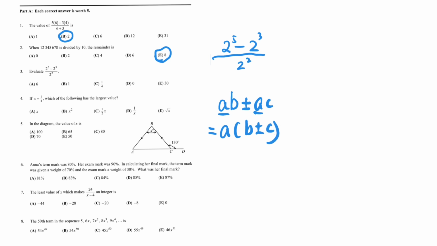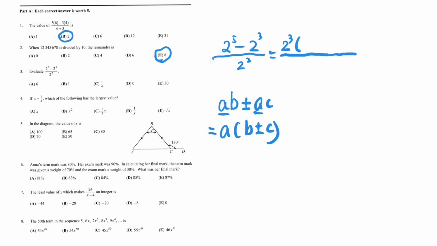Number 3. Evaluate (2 to the power 5 minus 2 cubed) over 2 squared. For this problem, we use the factoring formula: AB plus or minus AC, factoring out the common factor A, gives A times (B plus or minus C). In this problem, with 2 to the power 3 and 2 to the power 5, the common factor is 2 cubed. So we factor out the common factor 2 cubed.